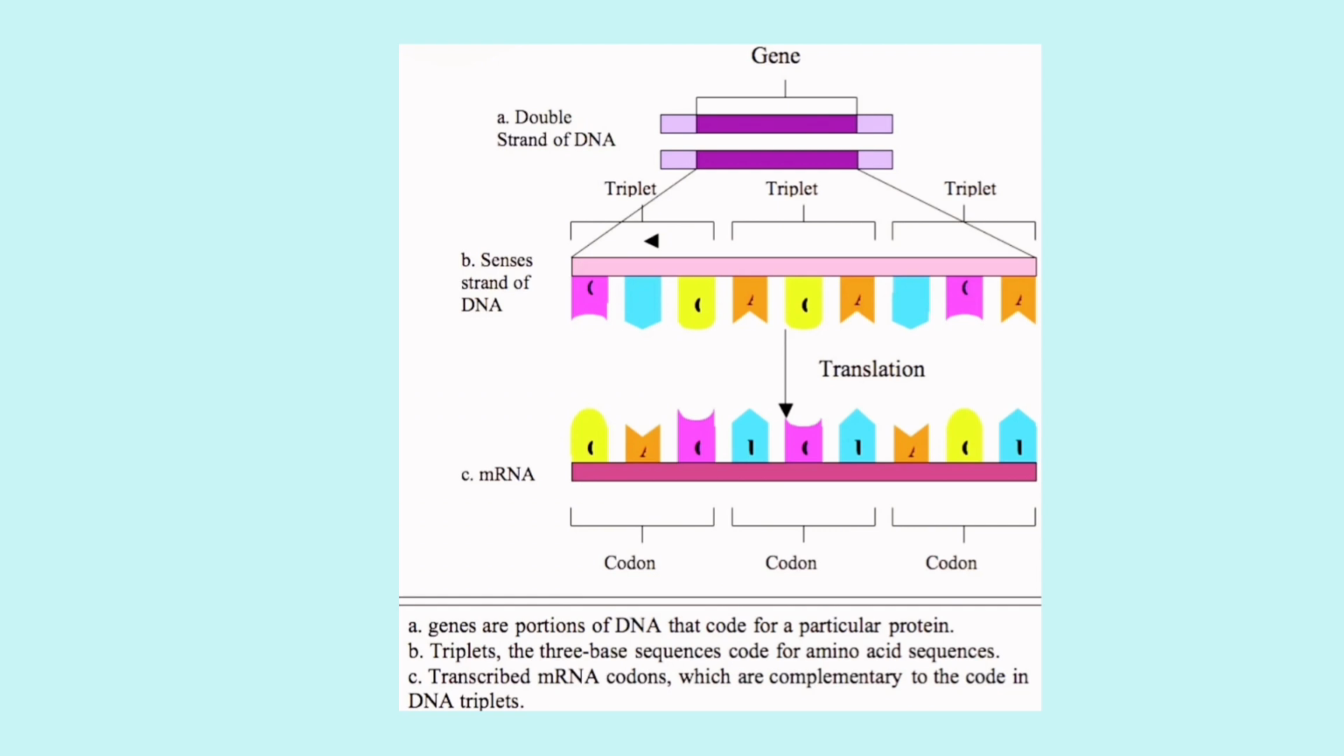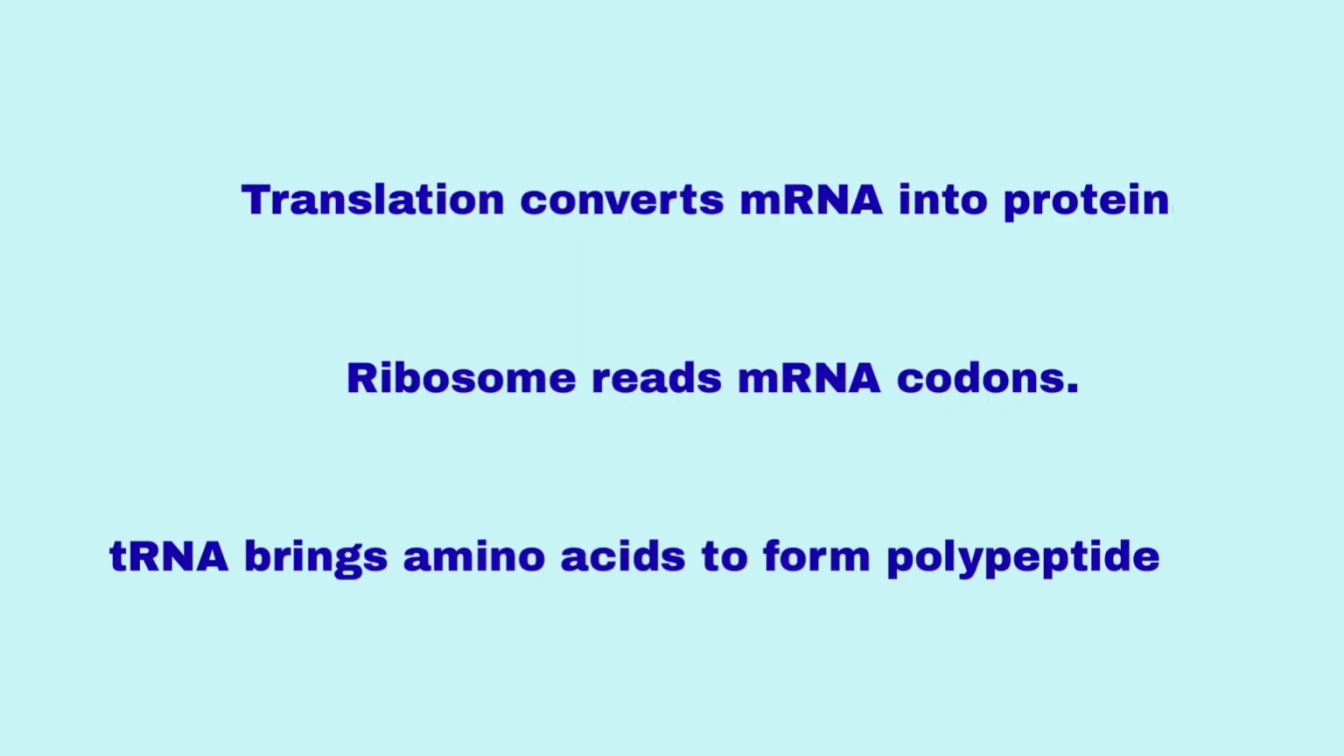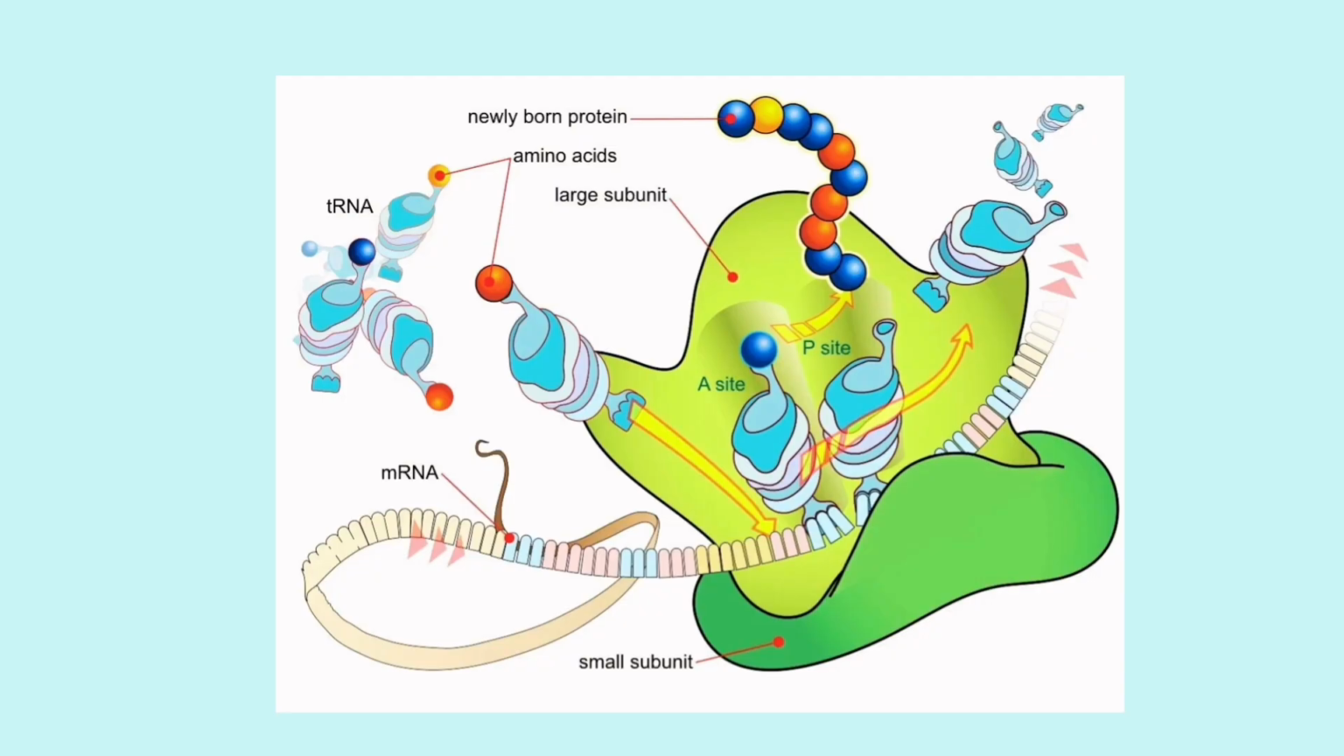Transcription converts DNA into mRNA. RNA polymerase catalyzes the process. Promoter and terminator regions guide the transcription. Translation converts mRNA into protein. The ribosome reads mRNA codons, and tRNA brings the amino acids to form polypeptide chains.